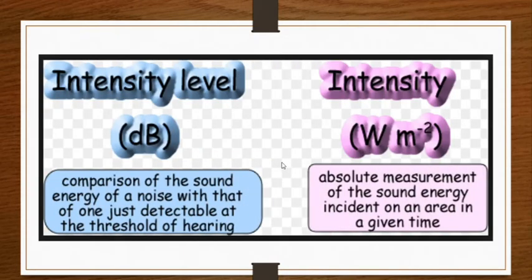Sound intensity level is not the same as intensity. So here we can see that the intensity level in decibel is a comparison of the sound energy of a noise with that of one just detectable at the threshold of hearing. But we state it in logarithm. While intensity is an absolute measurement of the sound energy incident on an area in a given time, and the unit is watt per meter squared. You have to be able to make a difference between intensity level and intensity.